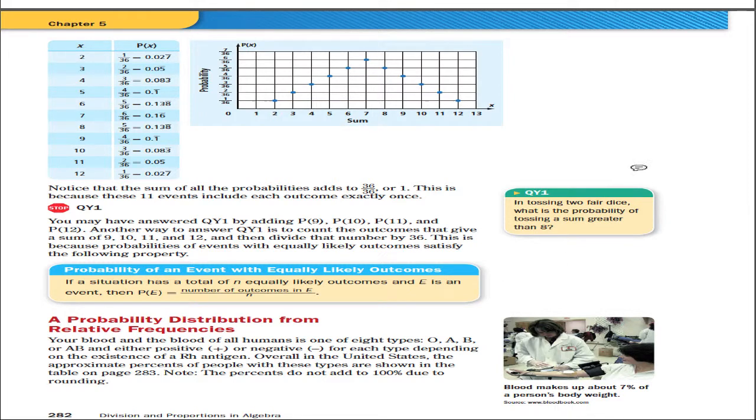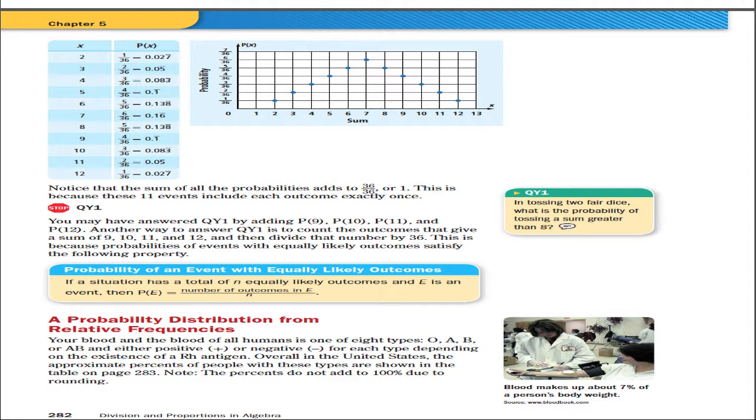Take a look up here at QY1. This is quiz yourself 1. The idea there is that you try this and see what you get. In tossing two fair dice, what is the probability of tossing a sum greater than 8? Well, how would you set about doing that? Why don't you go ahead and think about this, try it, and then come back in just a second.